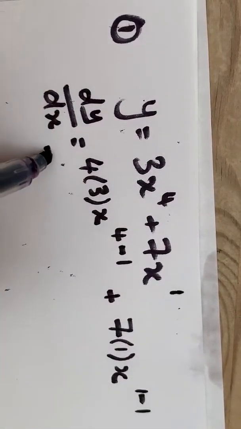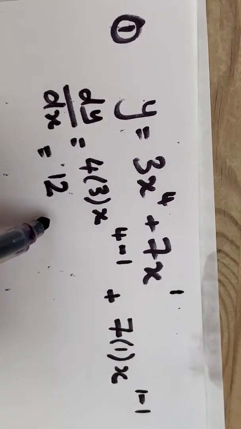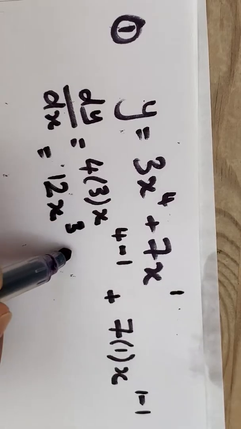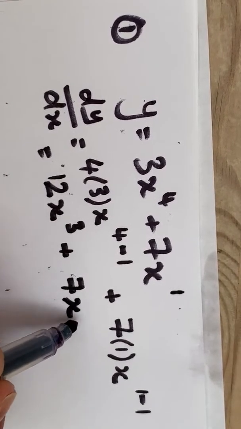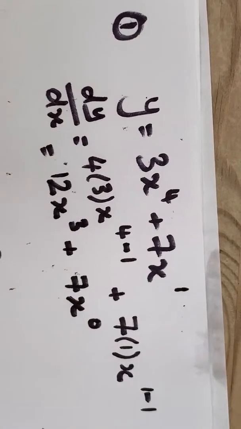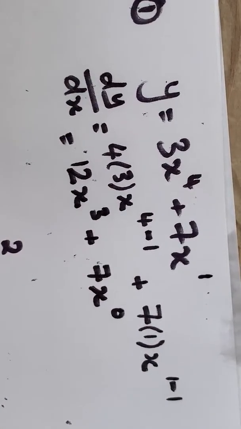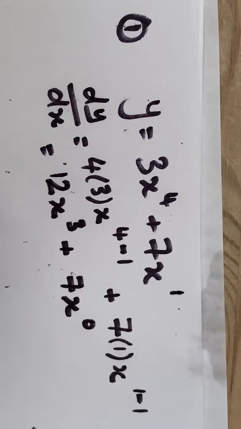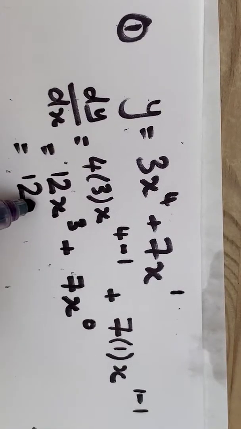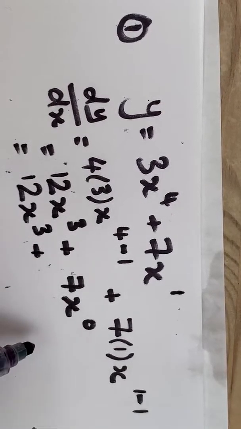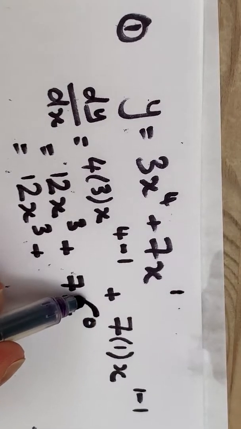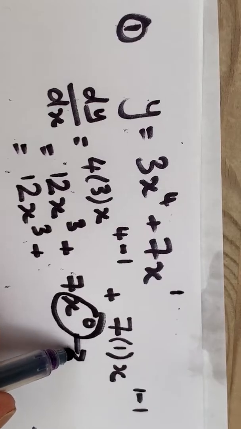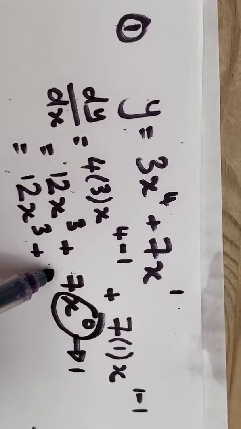What happens next is 4 times the 3 is 12, x to the power of 3, plus 7 times 1 is 7, x to the power of 0. And essentially that becomes 12x cubed plus, now remember x to the power of 0 is 1, so 7 times 1 is 7.